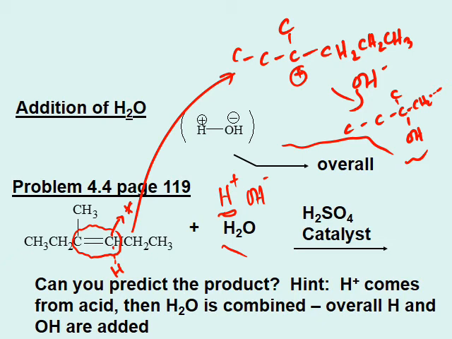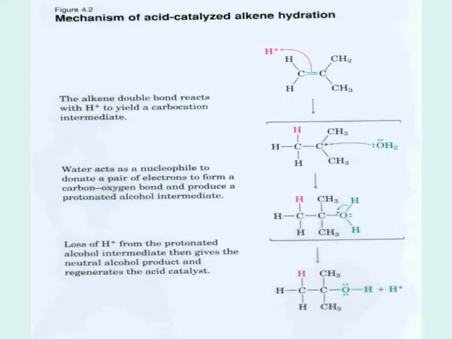Hydrogen goes to the carbon with the larger number of hydrogens, or 1 hydrogen, and OH goes to the other carbon. But in case they ask you to write down the mechanism, then write down this carbocation in the middle, which is an intermediate, which finally gives the product.